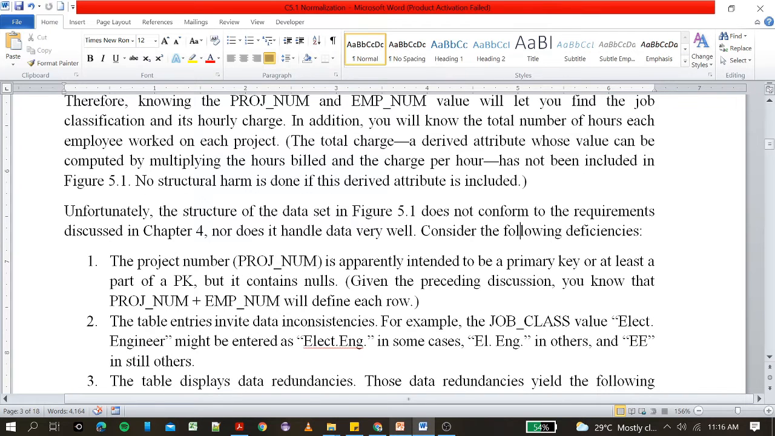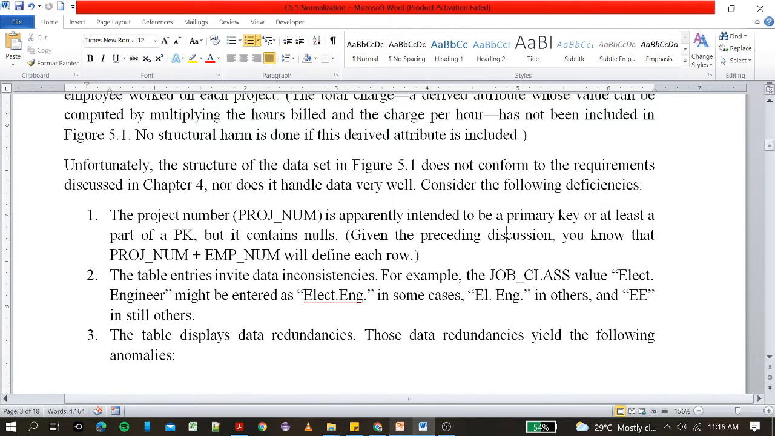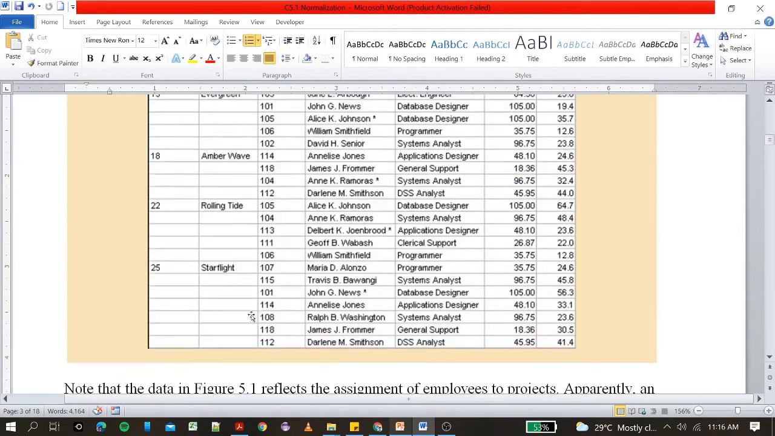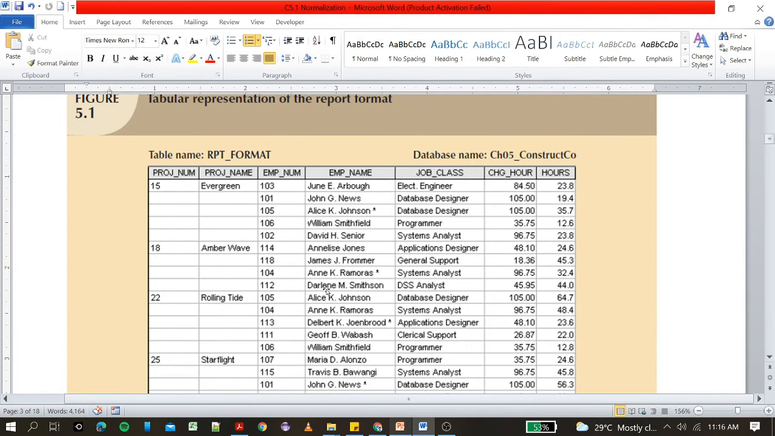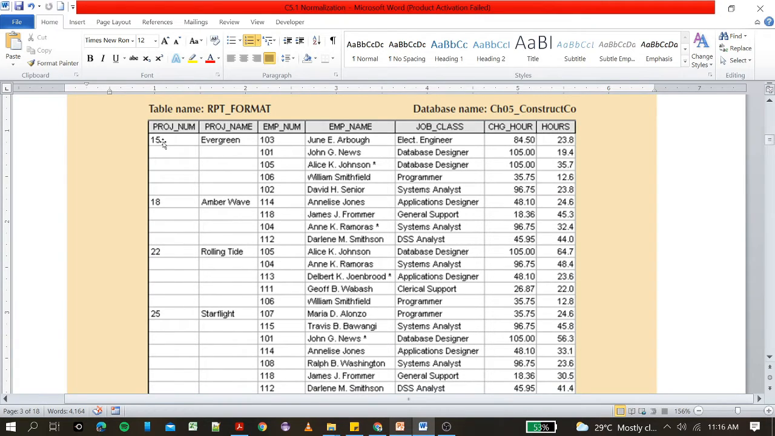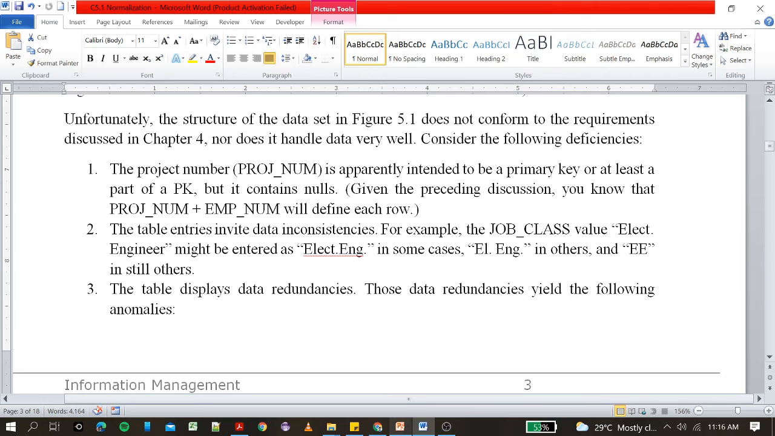Consider the following deficiencies. So, ito yung mga deficiencies na meron doon sa ating table. The project number is apparently intended to be a primary key, or at least a part of the primary key. Di ba? Kasi since pinag-uusapan natin dito is a project that is being worked on by a particular company. So, ma-assess natin na the project number must be the primary key of this table. But it contains null values. So, alam naman natin, a primary key cannot contain null values.